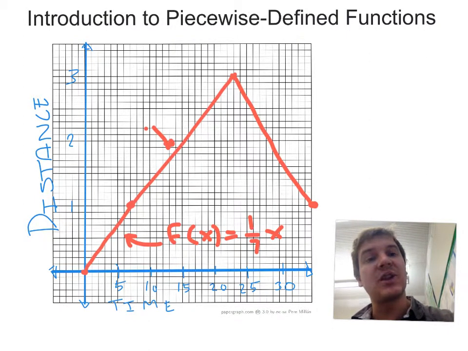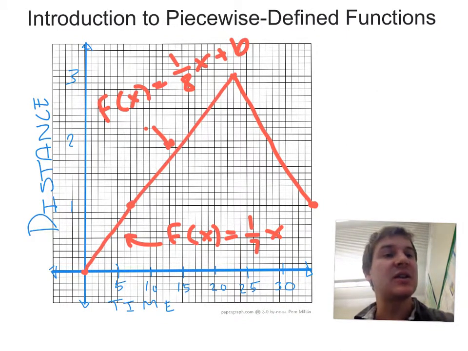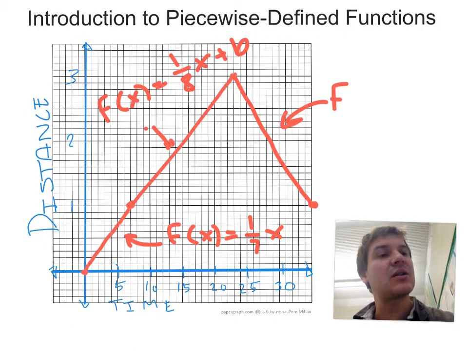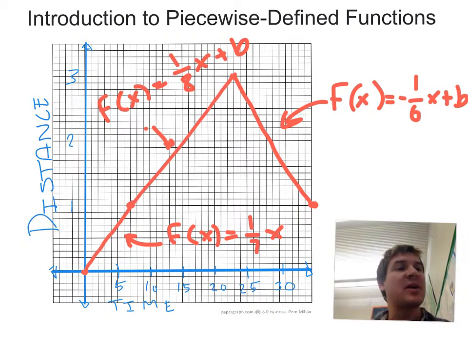Just thinking about slopes, here my function would be defined by f of x equals 1/8 x plus some b. Because now my speed is up 1 mile over 8 minutes. And in this last section, f of x equals negative 1/6 x, again plus some b, y equals mx plus b. Because here my slope is down 1 mile, 1 mile closer to my house, over 6 minutes.